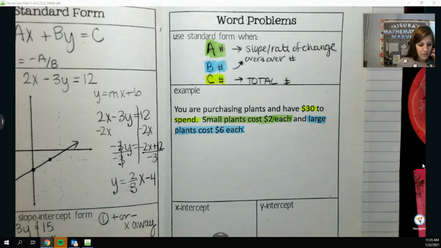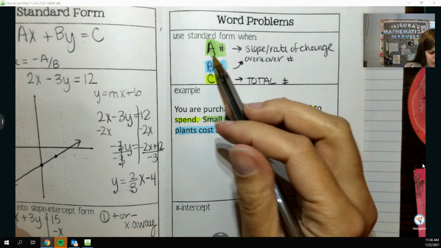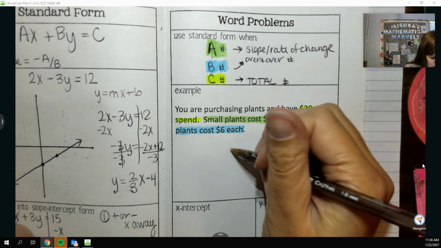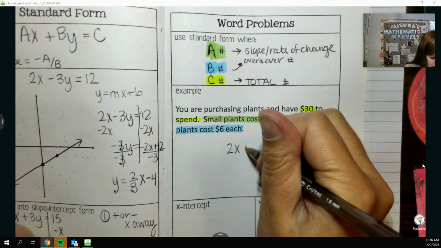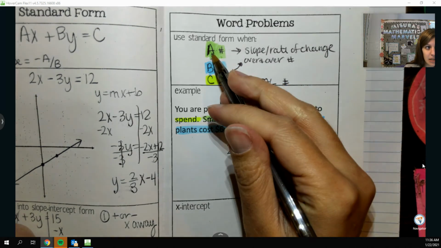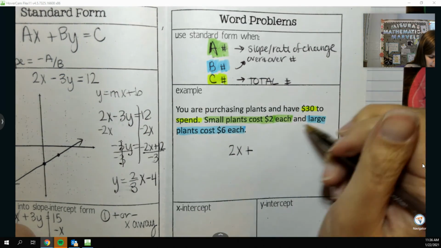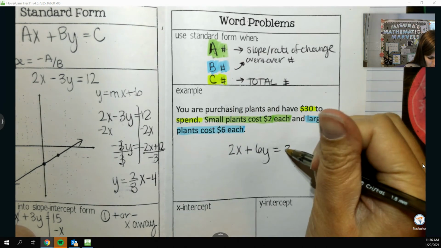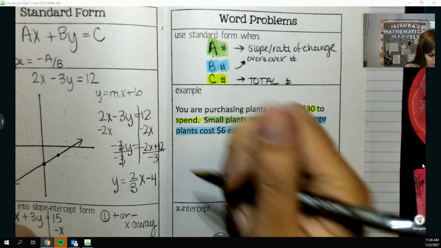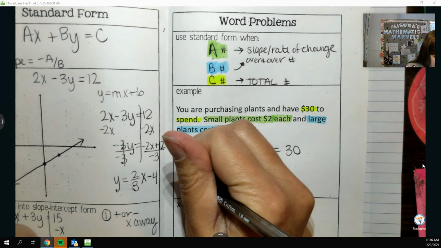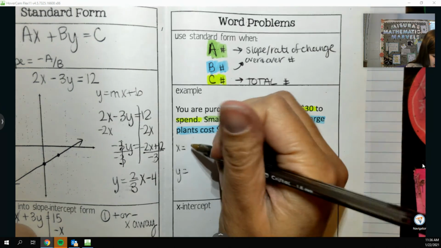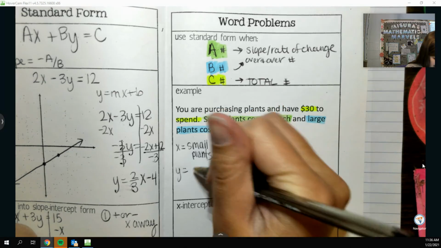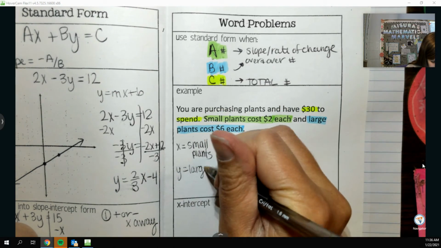So a couple of things to talk about. I can put in my A number and my B number because I have all of these, but if we write it out, 2x, because 2 is going to be my A number, plus 6y, because 6 is going to be my B number, equals 30, the total number. That's all well and good, but we kind of need to tell everybody what X and Y stand for. So in this case, X stands for small plants, and Y stands for large plants.